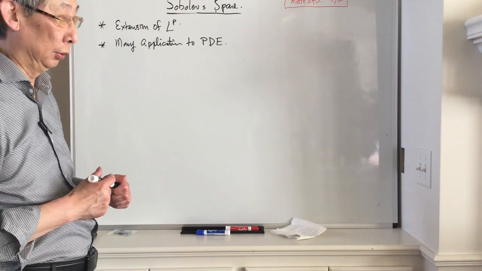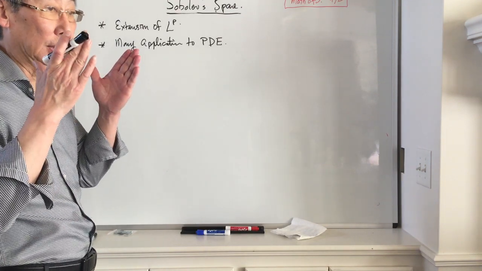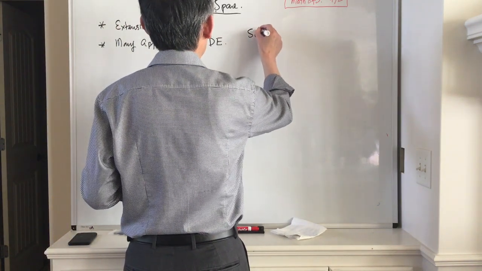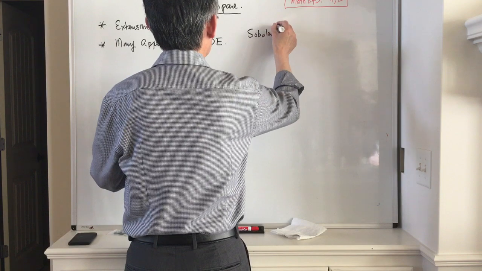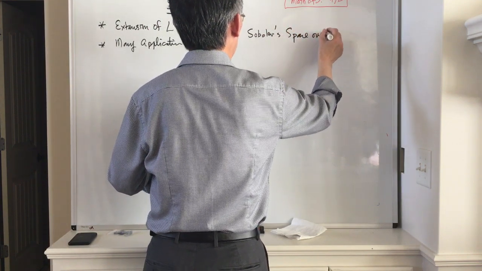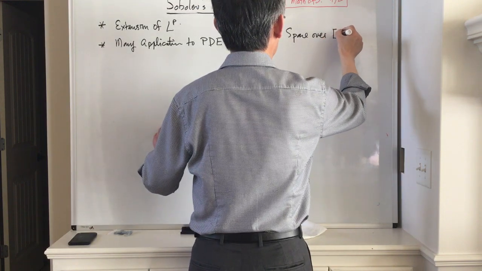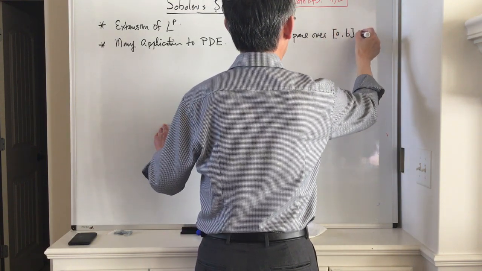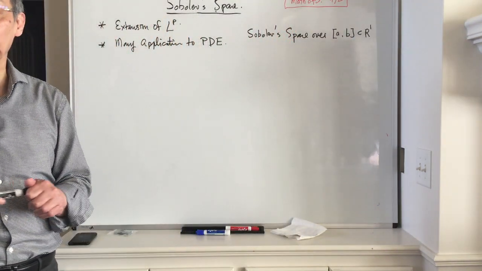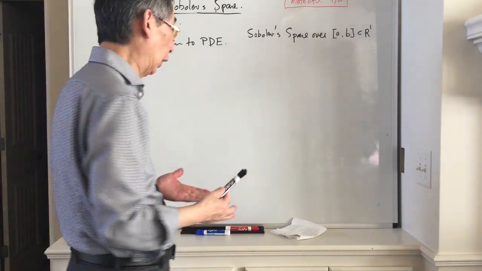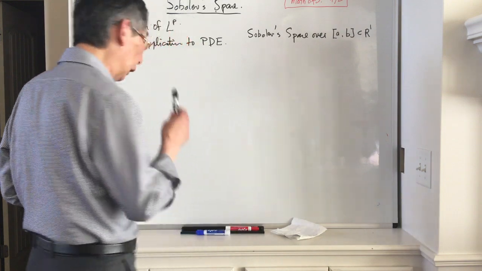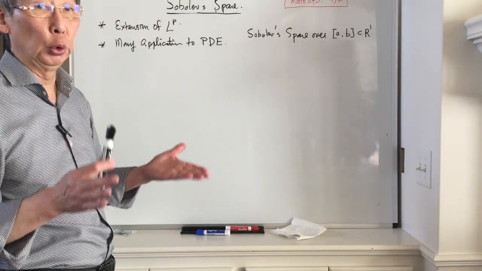So we'll begin to consider a very simple case first. So we're going to consider the Sobolev space over a very simple domain, over interval AB. Okay, and interval AB is in R1. So look at this simple case first. Then we make extension to the multidimensional case and extend to the general domain. Okay. Now, in order to look at the Sobolev space, we need to define what we call the weak derivatives.